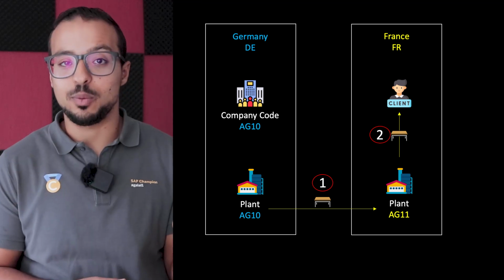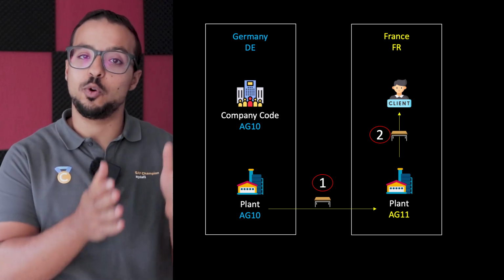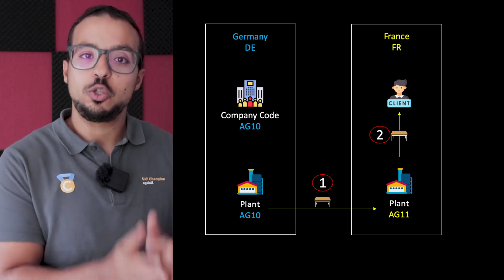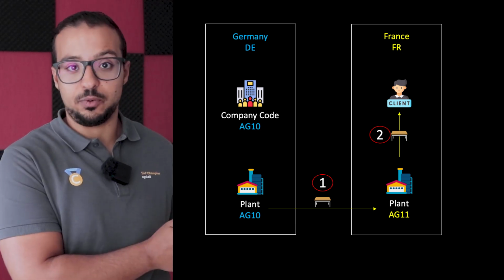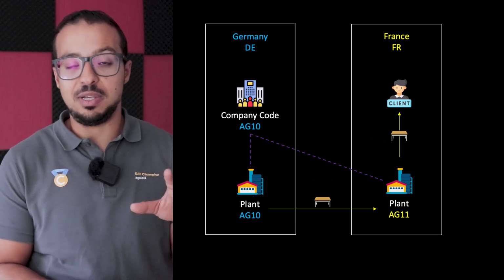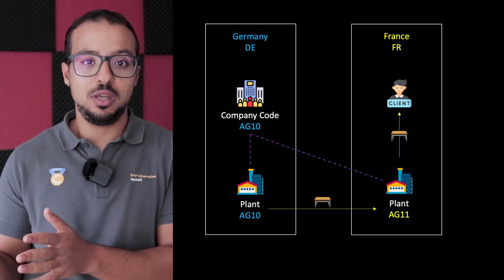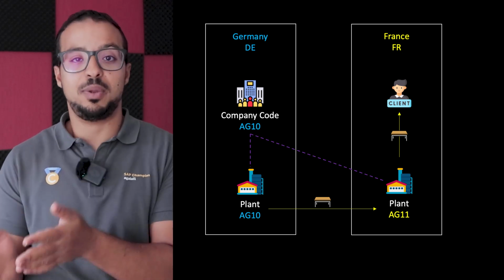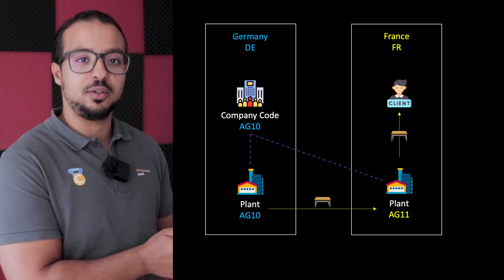And the second part of the process is to sell the product from our plant in France to our final customer that's in France. All of this belongs to the same legal entity or company code, which is in Germany, but we have two different plants, one real plant in Germany and one artificial plant in France.